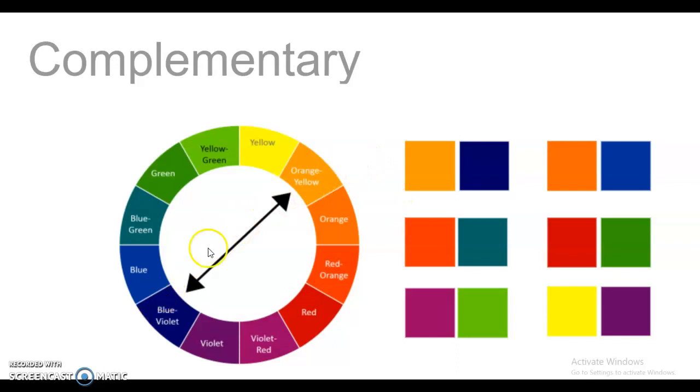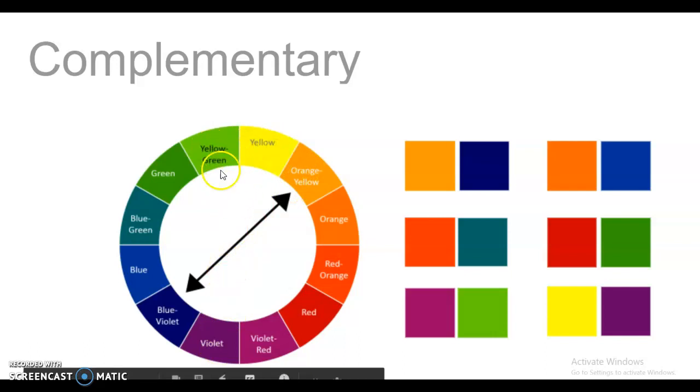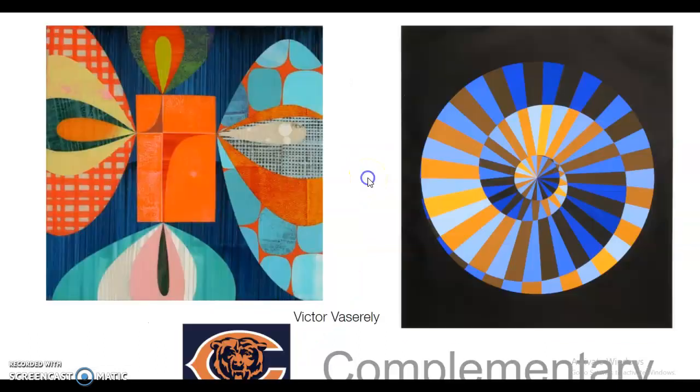Complementary colors are oftentimes very striking colors. Those colors are across from each other on the color wheel. Any combination of colors that are across from each other on the color wheel can be a very striking composition and combination. Here's some examples. Oftentimes, sports teams use complementary colors because they stand out in their striking combinations.